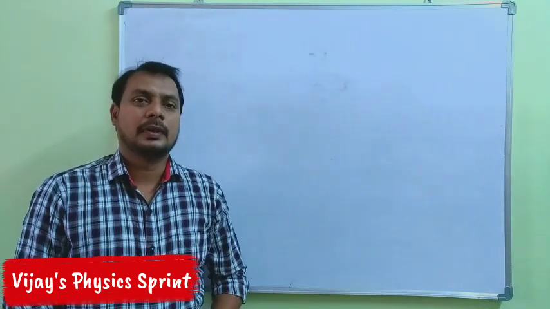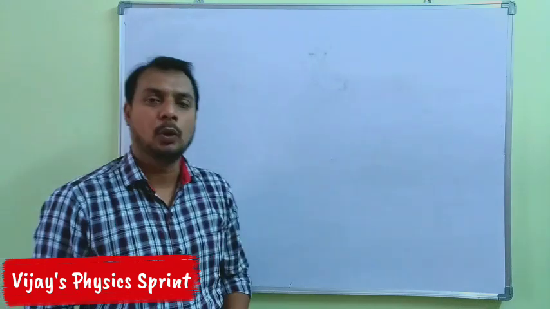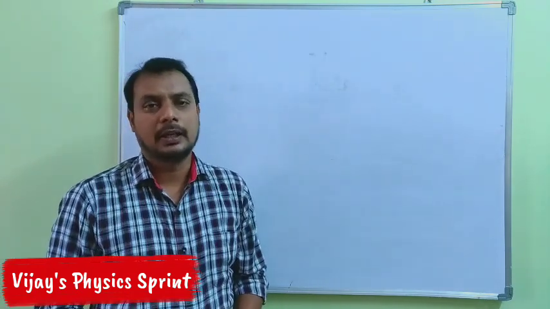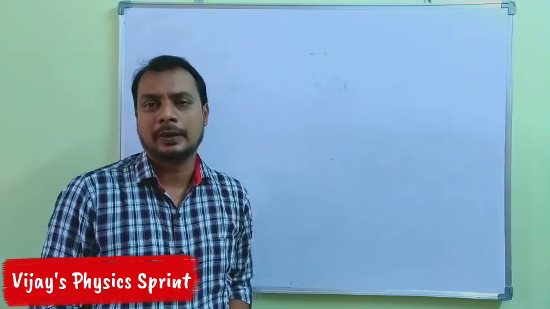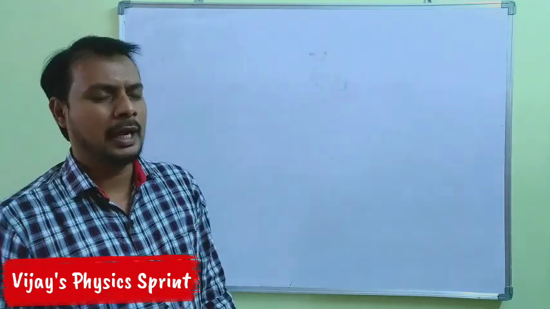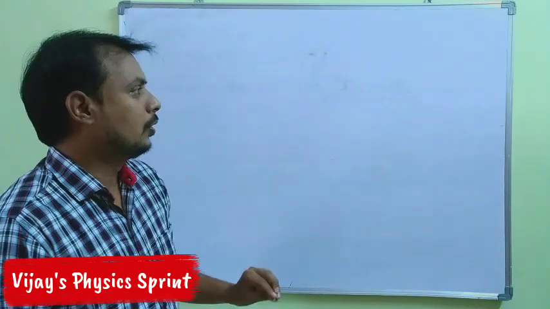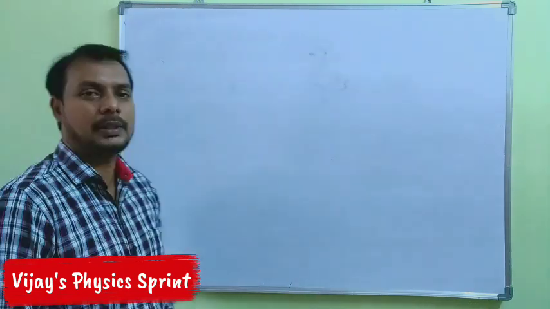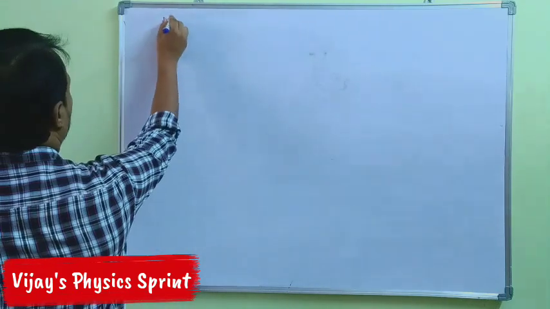So last class we covered the electric field intensity at any point due to an electric dipole: on the axial line, on the equatorial line, and at any point on the plane of the electric dipole. There we calculated the electric field intensity. Now today we'll discuss two more concepts, the motion of charge in electric field.